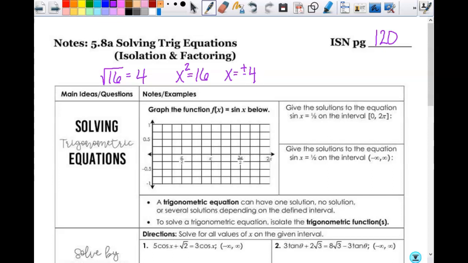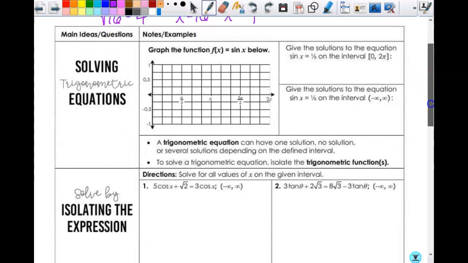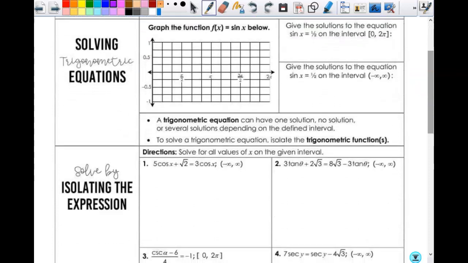Because in your work, if we actually did the work, we'd write the square root of 16, but because it's given to you in two different ways, they're expecting two different answers, okay? So keep that in mind as we go through this, and I'll connect to that in just a second. All right, so this says to graph the function f of x equals sine x below.